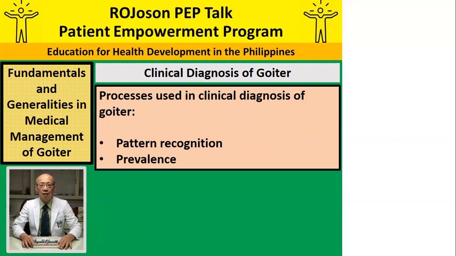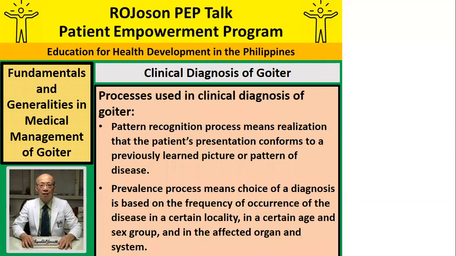The processes used in the clinical diagnosis of goiter are pattern recognition and prevalence. Pattern recognition process means realization that the patient's presentation conforms to a previously learned picture or pattern of a disease. Whereas a prevalence process means the choice of a diagnosis is based on the frequency of occurrence of the disease in a certain locality, in a certain age and sex group, and in the affected organ and system.